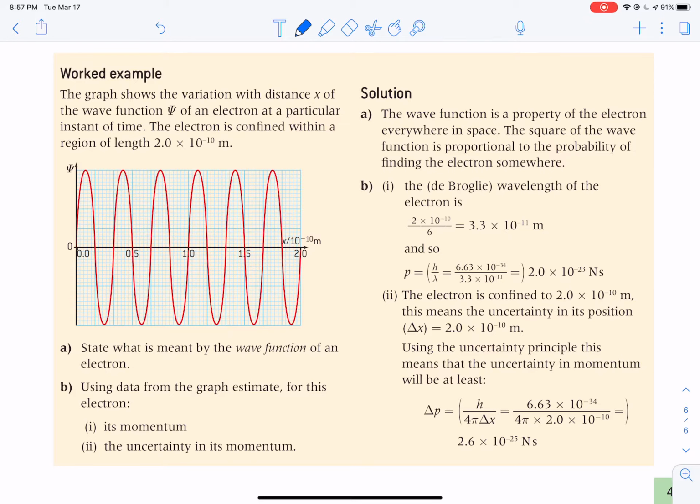So first, what is a wave function? You see the definition up here. I don't need to read that for you. But B, find the momentum and the uncertainty of the momentum of the electron. So you're really doing 2 separate things in this case.